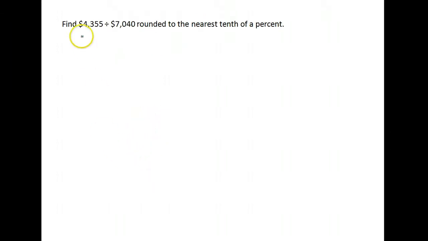Okay, I'm going to take it one step further. It says find 4,355 divided by 7,040 rounded to the nearest tenth of a percent. So they want us to first divide these numbers, and then they want us to write it as a percent, and then they want us to round if we need to. Okay, so first we're going to divide.